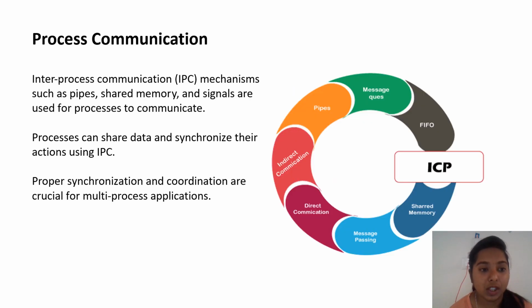Process communication. Inter-process communication (IPC) mechanisms such as pipes, shared memory, and signals are used for processes to communicate. Processes can share data and synchronize their actions using IPC. Proper synchronization and coordination are crucial for multi-process applications.